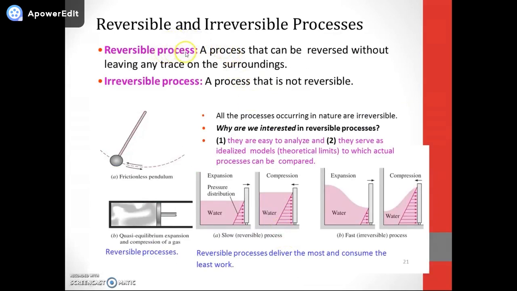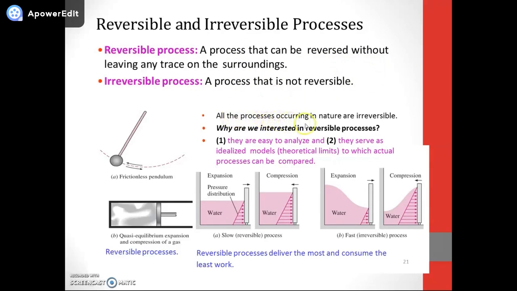Okay, a reversible process is a process that can be reversed without leaving any trace on the surroundings, and an irreversible process is a process that is not reversible. Okay, so for example, reversible: A producing B and B can be producing A again. But for the irreversible process, when A produces B, B cannot be processed into A again. Okay, so that is just a simple way to understand the processes.